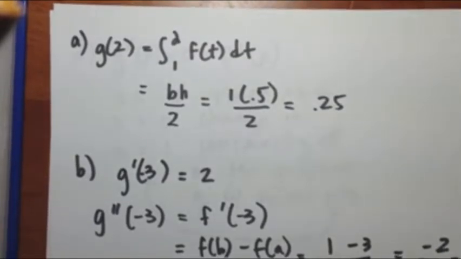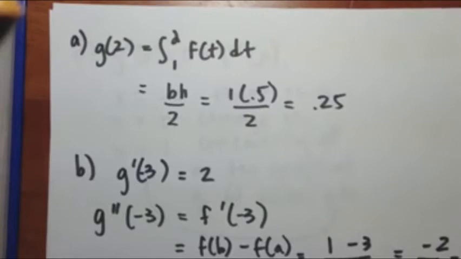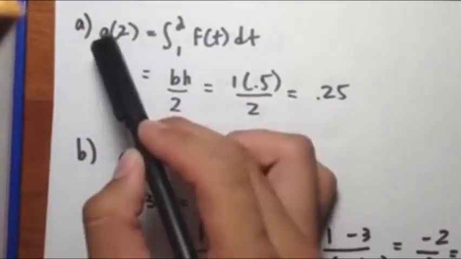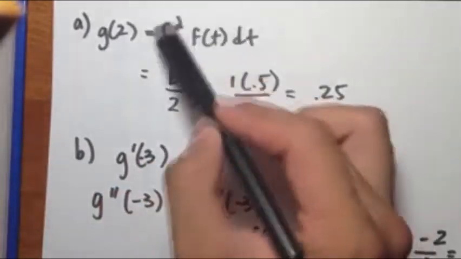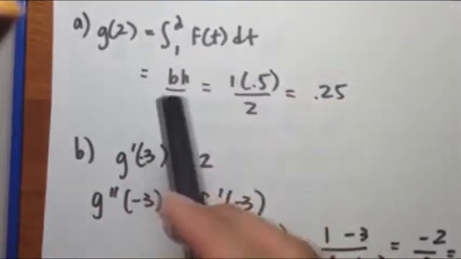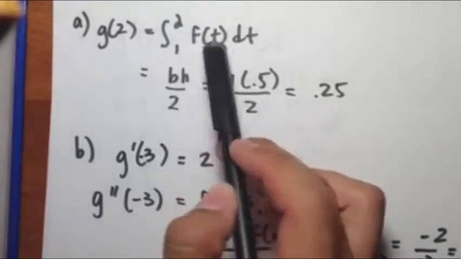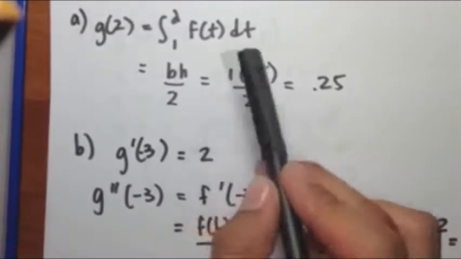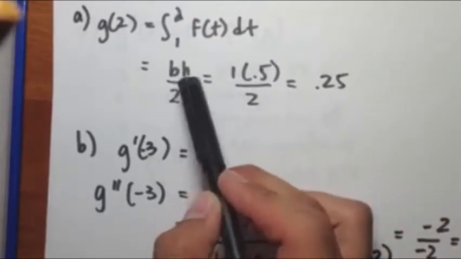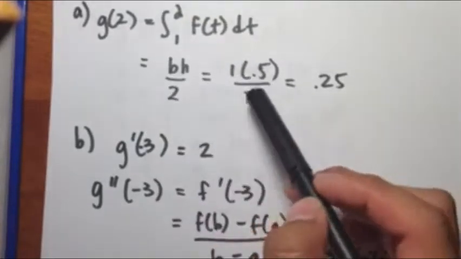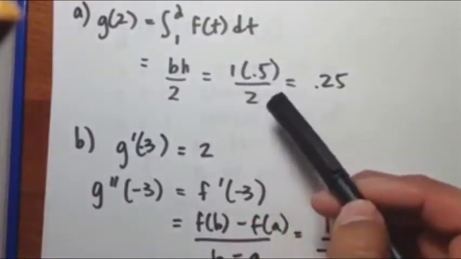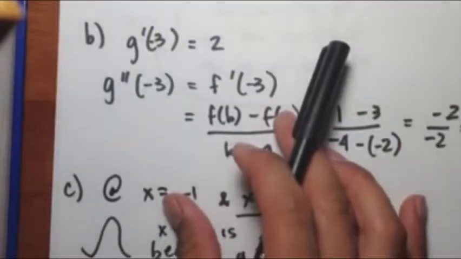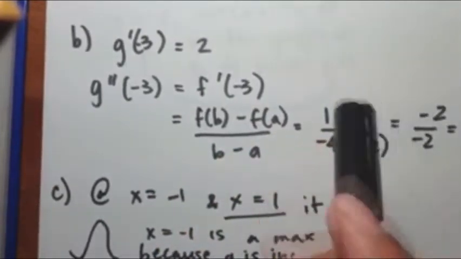Okay, since you're given the graph of f already and the equation, you would just use that. You use your equation and then you substitute in 2. So g of 2 equals your equation with 2 substituted into the x. And then basically integration is area, and you're given the graph of f already, so it looks like a triangle from 1 to 2, so area of a triangle is BH over 2, base times height over 2. So it's 1 times 0.5 over 2, what's half of 0.5? It's 0.25.